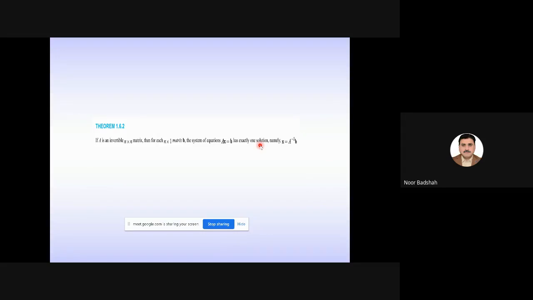But the inversion method can be only applied in square systems. The number of equations and number of variables are the same and the system is non-singular. Then you can apply this method.